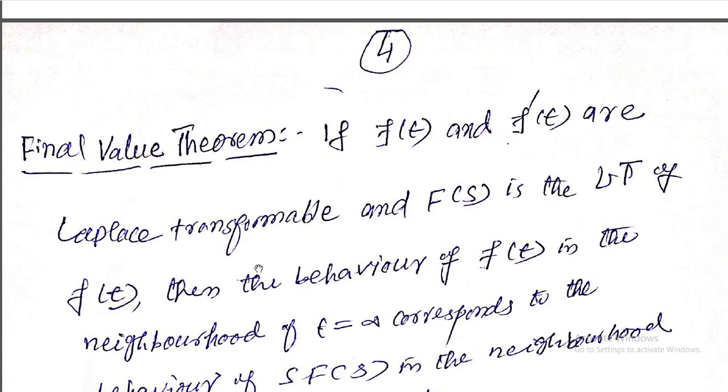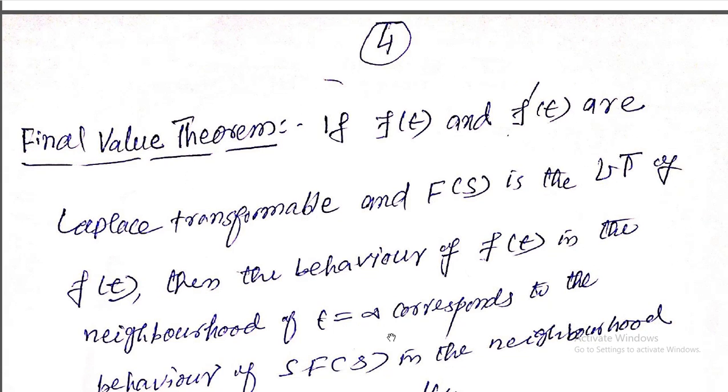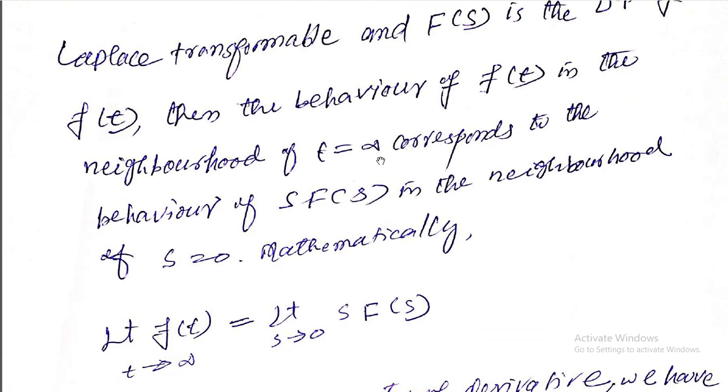This is the final value theorem. Another theorem: the first one is the initial value theorem, this is the final value theorem. If f(t) and f'(t) are Laplace transformable, and F(s) is the Laplace transform of f(t), then the behavior of f(t) in the neighborhood of t tends to infinity, we have just changed the limit from 0 to infinity, corresponds to the behavior of s F(s) in the neighborhood of s equal to 0 instead of s tends to infinity. So we change the limit as compared to the initial value theorem: t equal to 0 changes to t infinity, and s equal to infinity changes to s equal to 0.